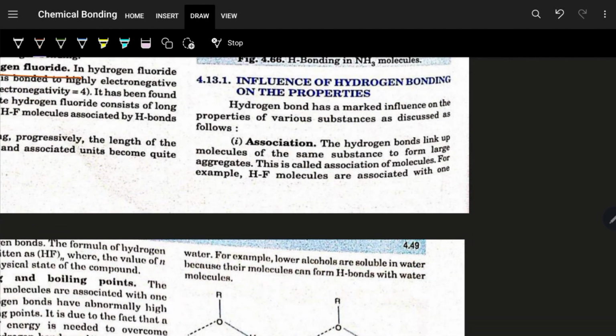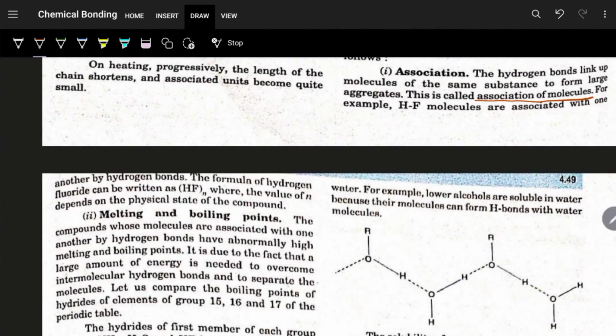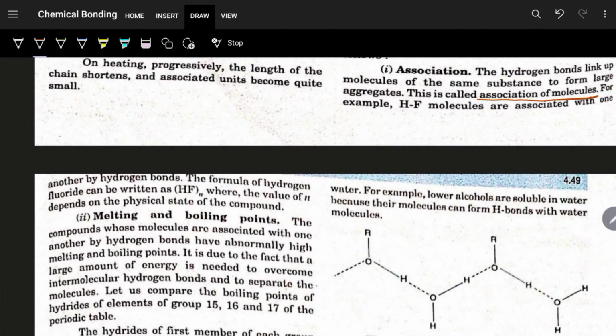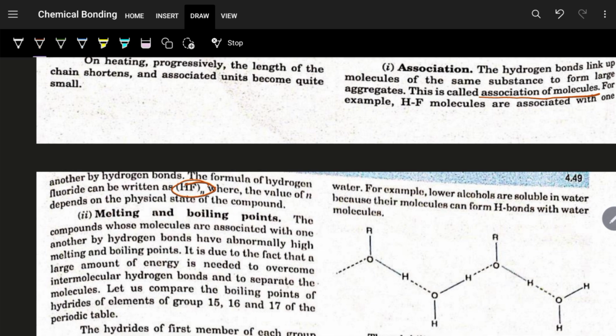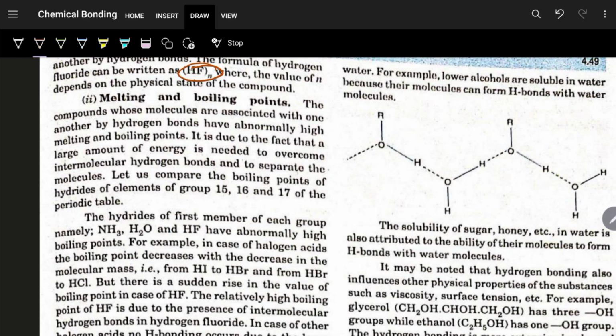Now, what is the influence of hydrogen bonding? I have said in the introduction part that hydrogen bonding influences the boiling point also, and it causes what? Association of molecules. So, since it causes association of molecules, it will increase the boiling point of the molecules. So, HF is associated, and n number of HF can be held by hydrogen bond, which is known as intermolecular hydrogen bonding. Now the melting point and boiling point will be higher.